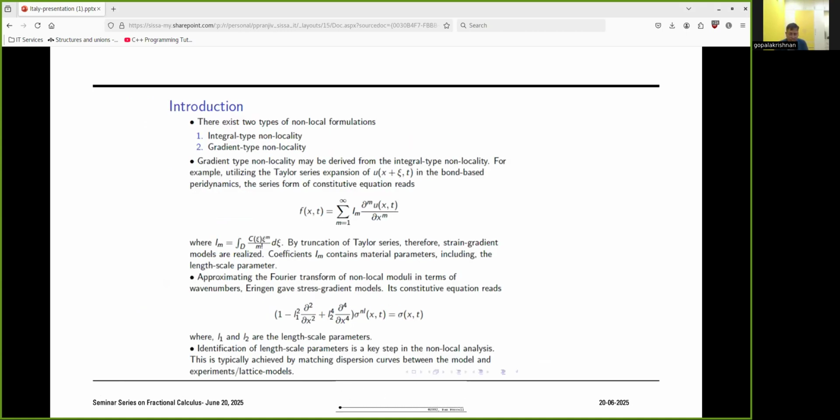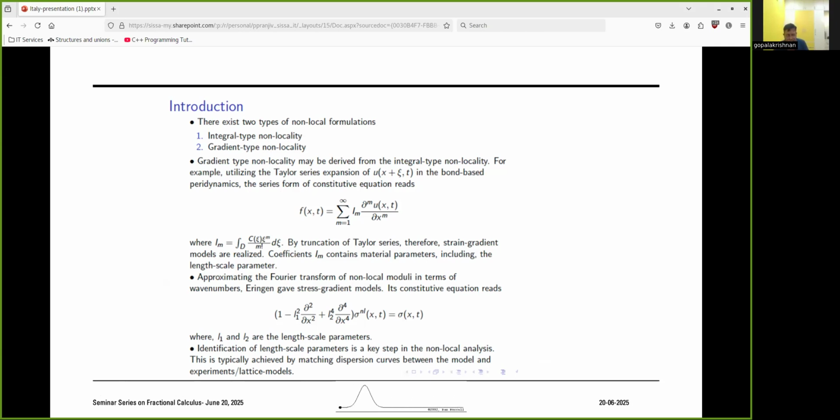So if you look at it, there are different kinds of non-local formulation. One is the integral type non-local formulation and the other is the gradient type non-local formulation. In the gradient type, we take any displacement or any field and perturb it by some distance xi and expand it in Taylor series. And we get something like f of x, t, which will be a sum, where this l of m is the length scale parameter, which is a function of the material parameters or sectional properties, etc.